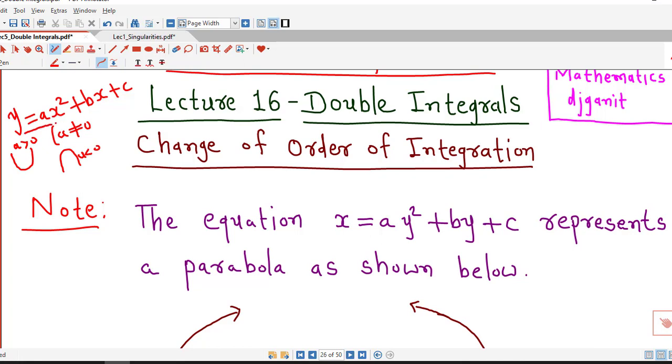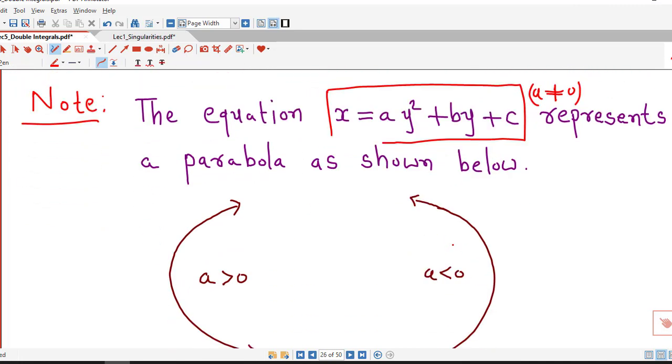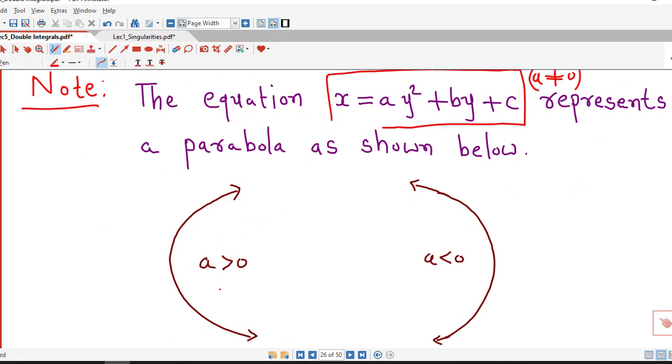Now in this equation, if we interchange the roles of x and y, then our equation is x equal to ay square plus by plus c. So this is also a parabola if the coefficient of y square, which is a, is non-zero, and its graph is like this. If a is positive, then the shape of the parabola is in this form, and if a is negative, then this is the shape of the parabola.